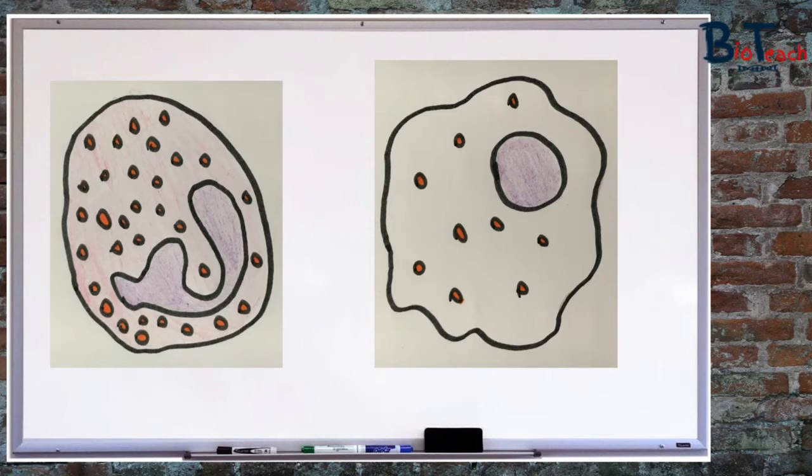They are some of the first cells to arrive at the site of an infection, and they're attracted by chemicals called cytokines, which are proteins that are involved in cell signaling. We'll talk about those a bit more when we look at B cell and T cell action.